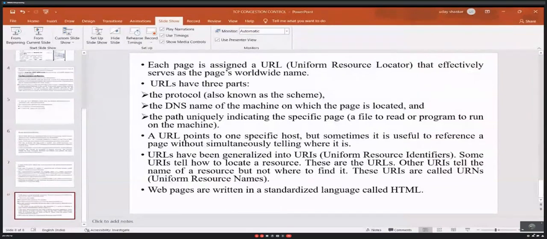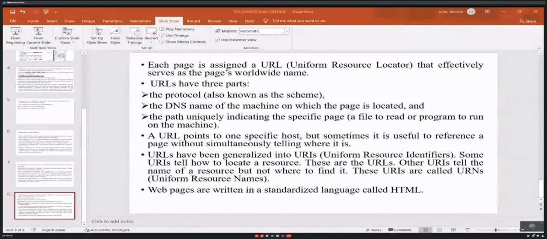So how do you identify a particular web page? Each page is assigned a URL. URL is Uniform Resource Locator, which effectively serves as the page's worldwide name. For example, www.google.com is a URL to access Google, right? This URL has three parts. What are they? The protocol, the DNS name of the machine, and the path.